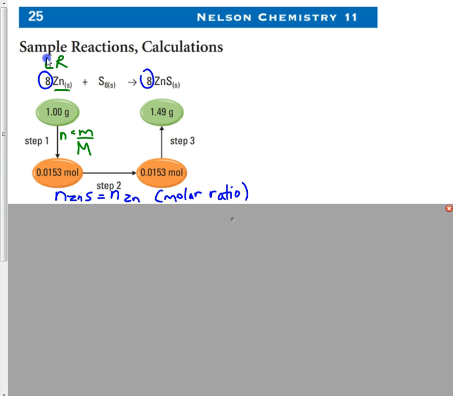In step 3, we're converting moles back into grams. In this case, we're going to be using our formula mass equals number of moles multiplied by the molar mass. Again, here, the molar masses that we're going to be using for this would be the molar mass of zinc sulfide, and over here, what we'd be using is the molar mass of zinc. So octasulfur is not involved in this chemical reaction because it is the excess reagent. And we would need to know that in advance in order to perform this gravimetric stoichiometry method.